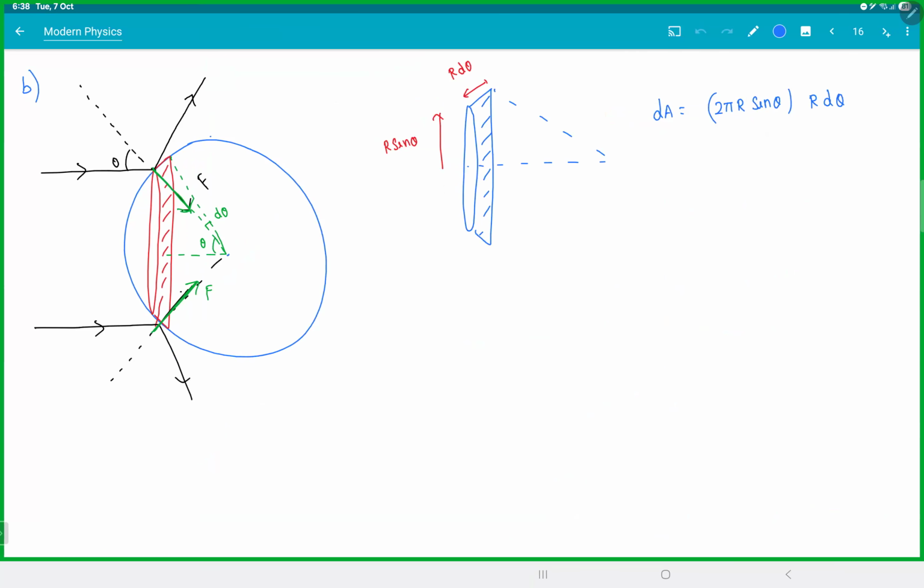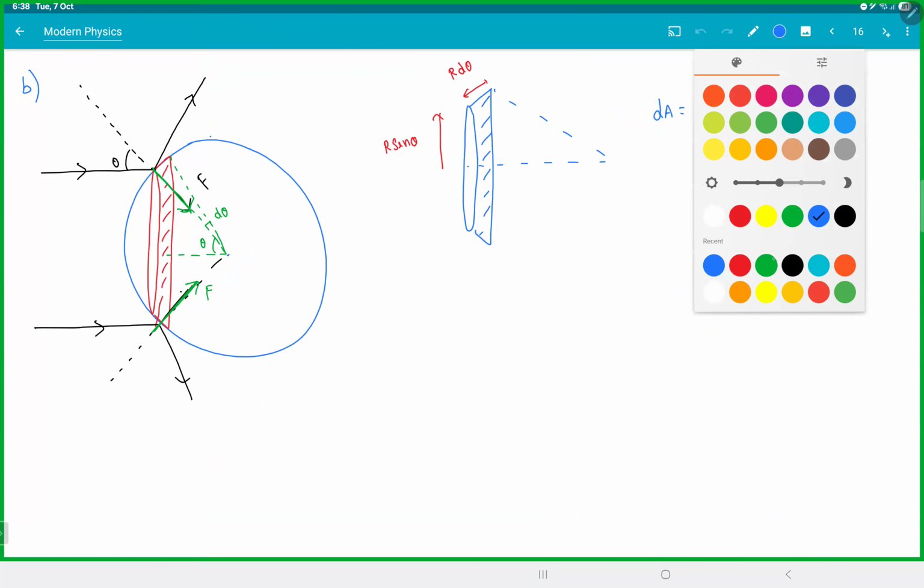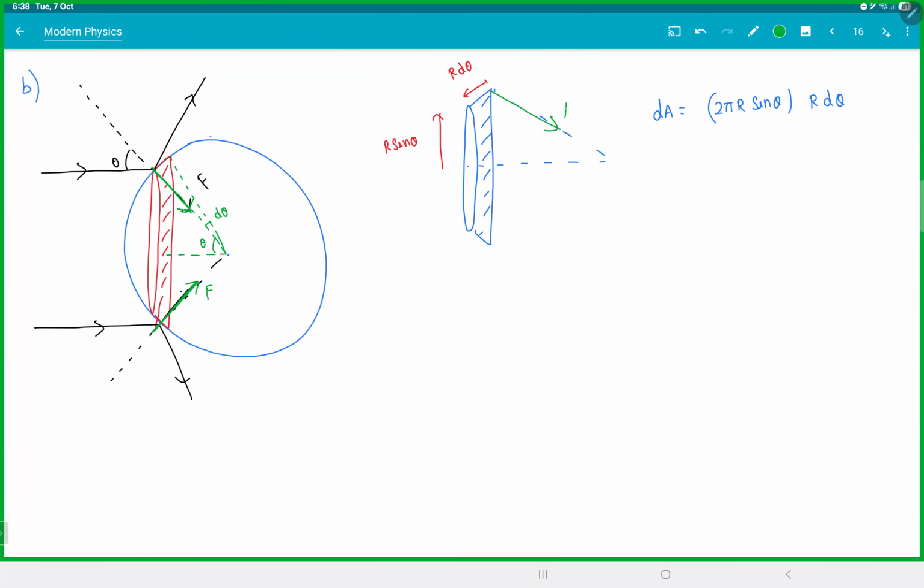Now, what is the force on this strip? Be careful, there are two things here. That force is not along the horizontal. The force is at an angle theta. That means only the horizontal components add up. The vertical components cancel out. So the force on the strip will be the pressure, which is 2I by c cos square theta, at an angle, into area. This is the force into cos theta. You take only the horizontal component.